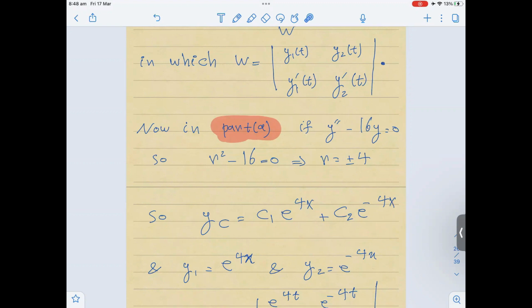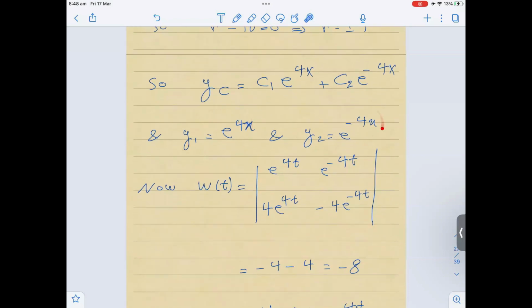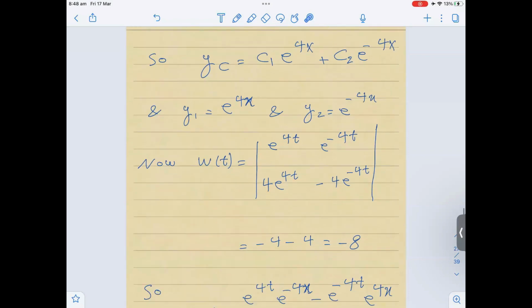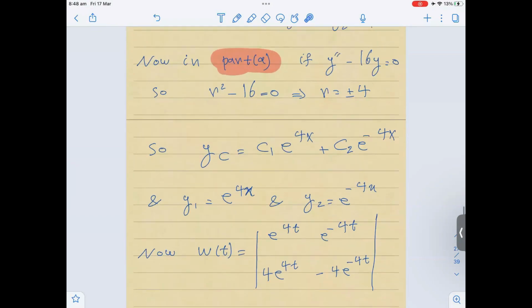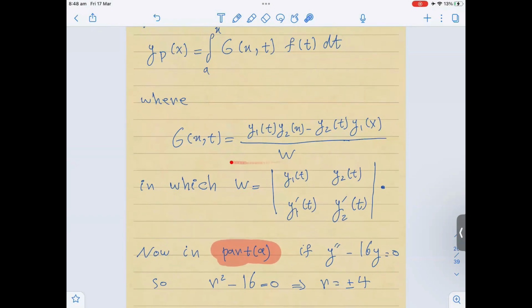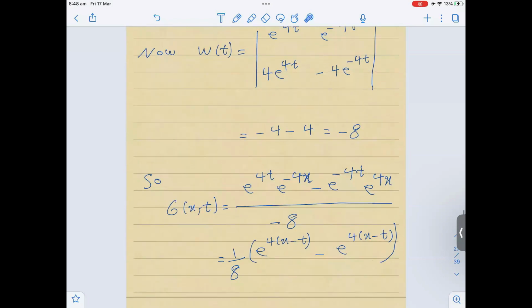One thing, if you see any question worth 5 marks, then only 1 mark is allocated to finding solutions of the homogeneous part, because that's easy. y1 is this one. y2 is this one. The Wronskian is kind to us because it's -8. G(x,t), I will just apply. You are welcome to write these things in your cheat sheet. G(x,t) is this one.